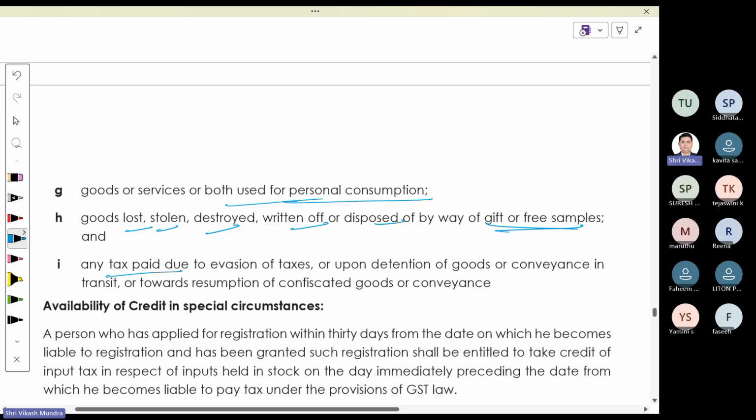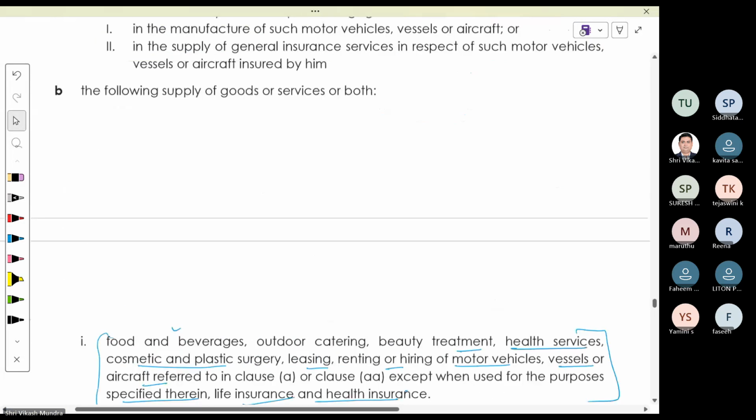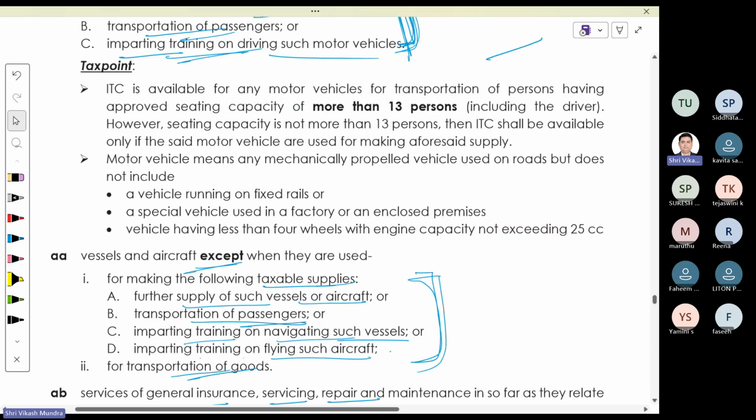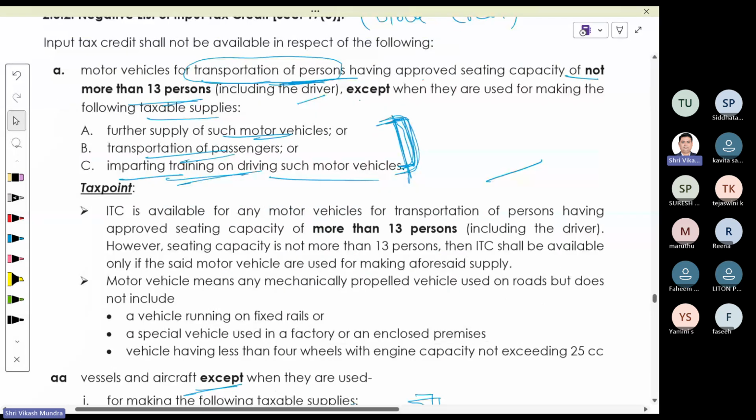Any tax which is paid by you due to evasion of tax, ITC is not available. In those scenarios, even though you are paying tax to your vendor or you are paying tax in any way, ITC is not available to you. Even though it is for your business purpose, even though you are a registered person, even though the tax paid by you is reflected in your GSTR 3B, we will not provide you input tax credit.